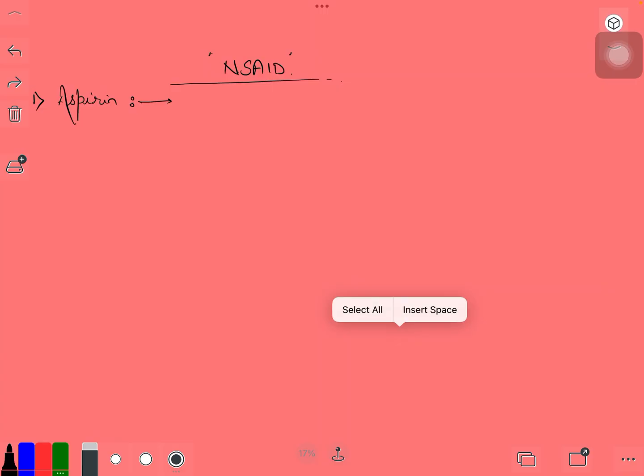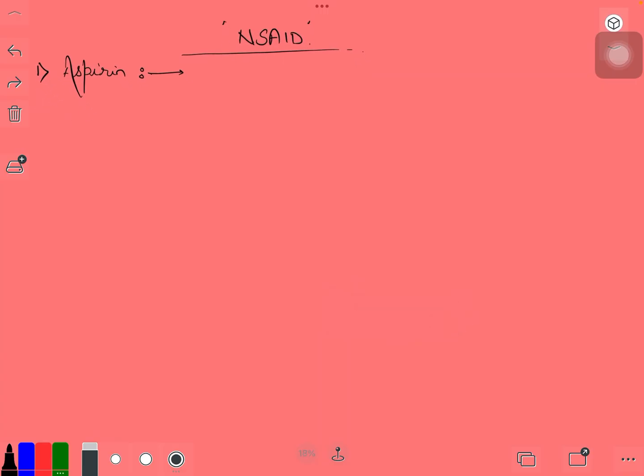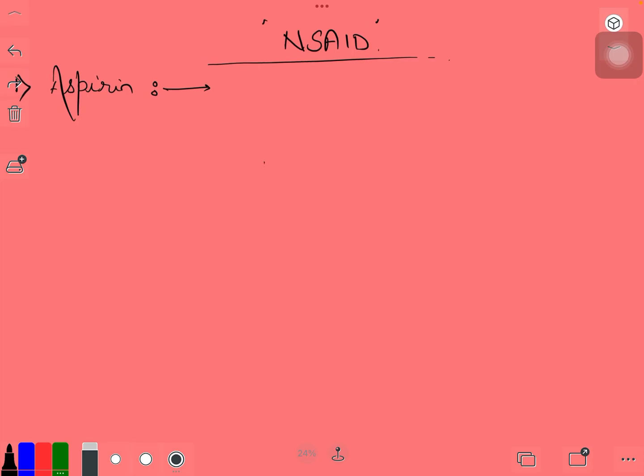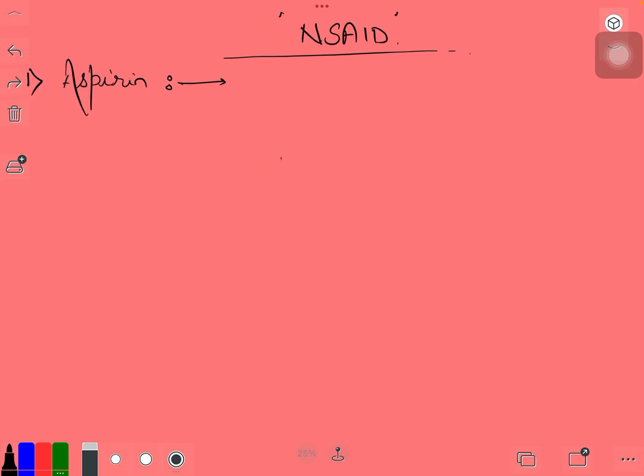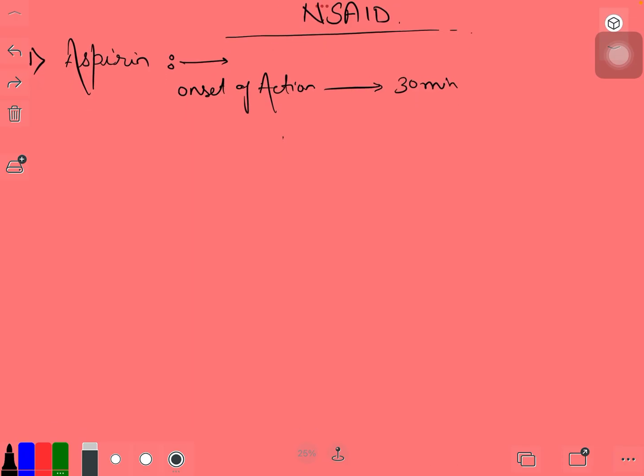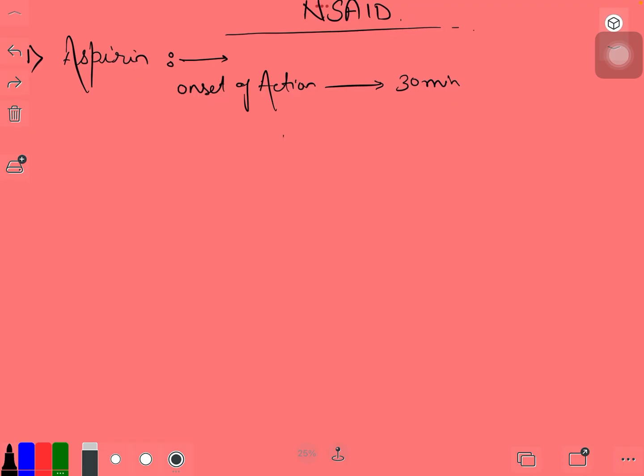However, the dose that we give in this case will depend, right? For example, for the pain and fever, we have aspirin. Let's start with the onset of action. The onset of action starts within 30 minutes. It depends upon person to person. Aspirin is again an acidic drug. The more acidic the system will be, the faster it will act, right?